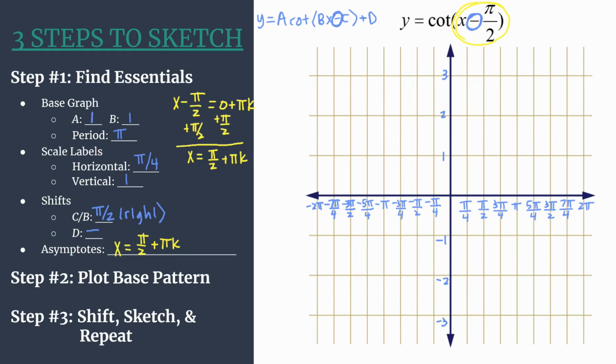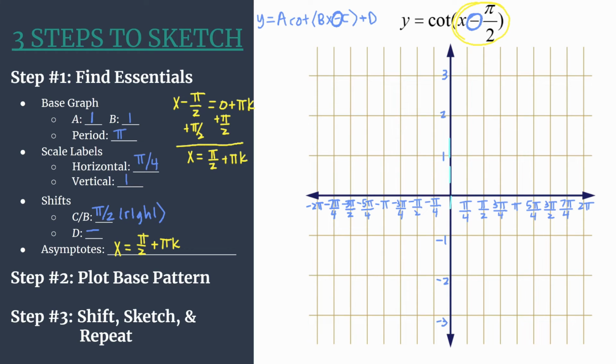Let's plot the base pattern. Remember, for cotangent, that's asymptote starting on the y-axis, where you have a curve shaping point, kind of that upper curve shaping point, a 0 or x-intercept, and then the lower curve shaping point. And we're going to mark this lightly, so I'll show this in light blue, okay, because this is not our final graph. This is before we do our shift.